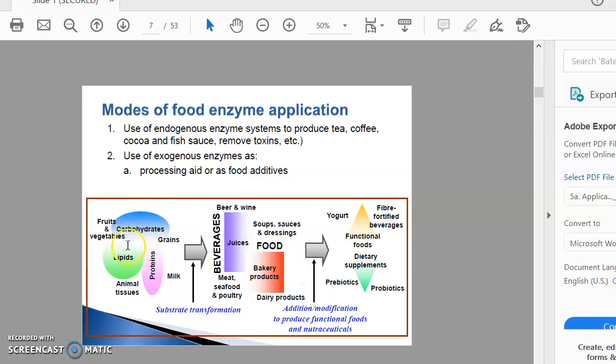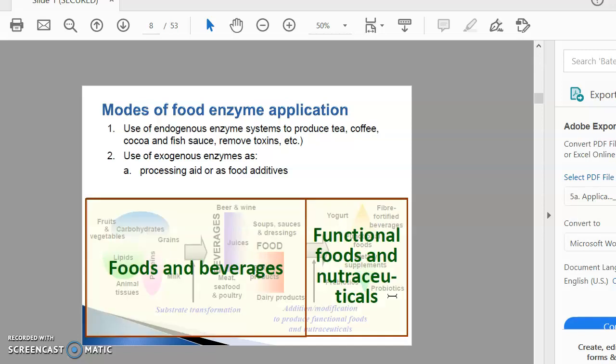As you can see from the figure here, you can take, for example, fruits. We can transform the fruits into the juice. For example, we use pectinase to get a clear juice, to peel the skin, and then afterwards you can go for another stage, which is addition or modification to produce the functional food. That means initially the juice doesn't have these properties, but we add something that is beneficial for the health. For example, we can add fiber, or we can add probiotics to the fruit juice and get a better juice in terms of health benefits.